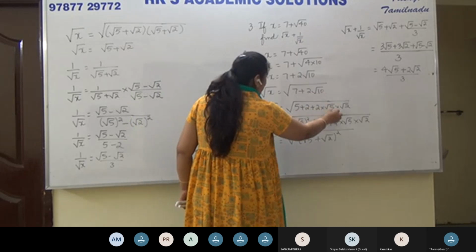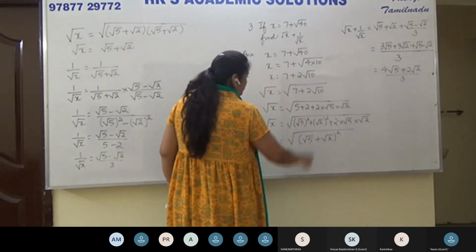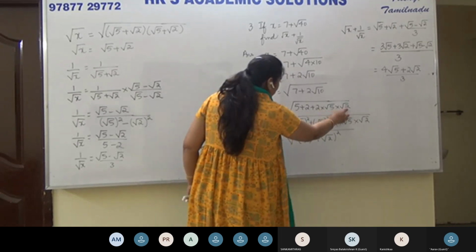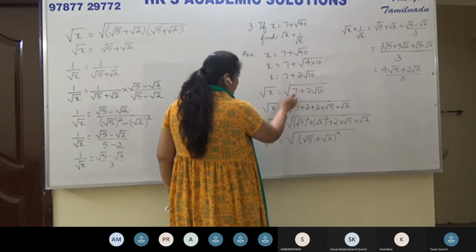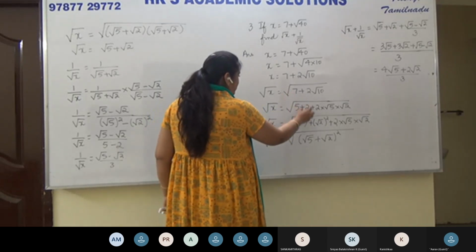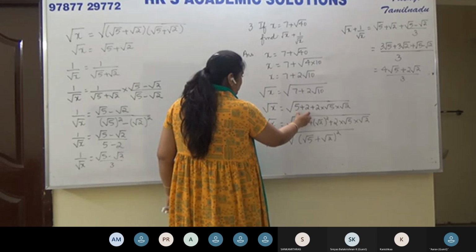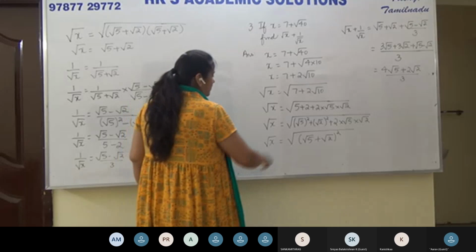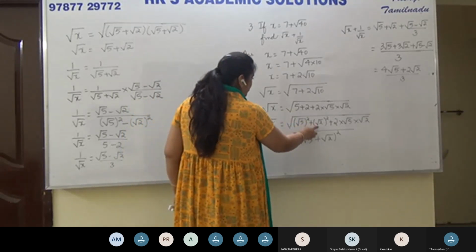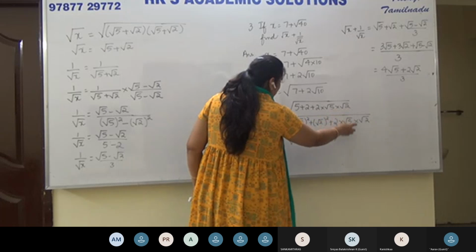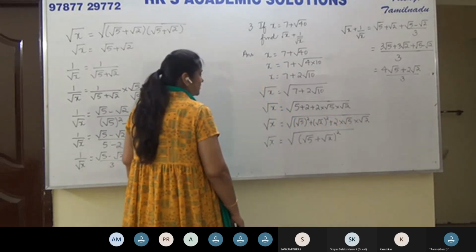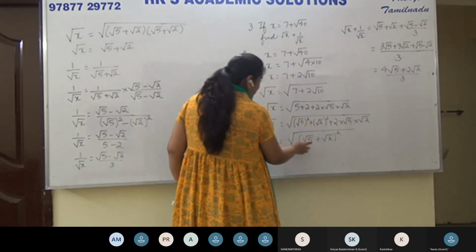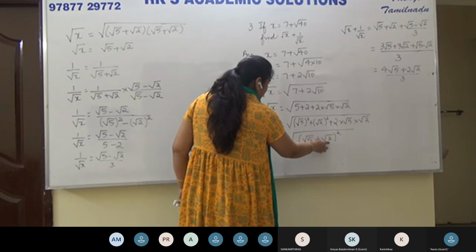Now root 10 can be written as root 5 into root 2. So 2 into root 5 into root 2, this is 2ab. What is a square? 5. What is b square? 2. And what is 5 plus 2? 7. So we write 7 as 5 plus 2. So 5 plus 2 plus 2 into root 5 into root 2. Now 5 is root 5 the whole square, 2 is root 2 the whole square, plus 2 into root 5 into root 2. Now this reads like a square plus b square plus 2ab, which is a plus b the whole square.